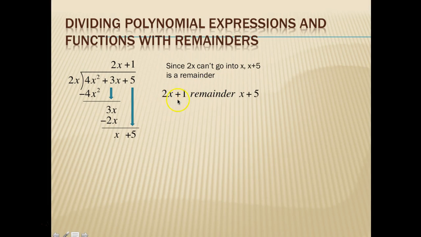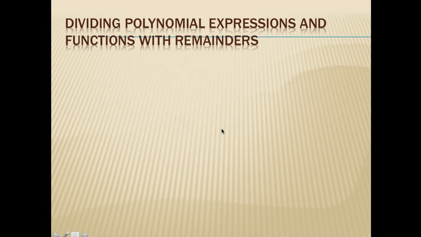My math lab will not allow you to write the word remainder in, so you must write it like this. 2x plus 1, there's my answer, plus the remainder divided by the divisor. Please take a moment, pause the video, and try to work this problem. Remember, we focus on the first term of the divisor.